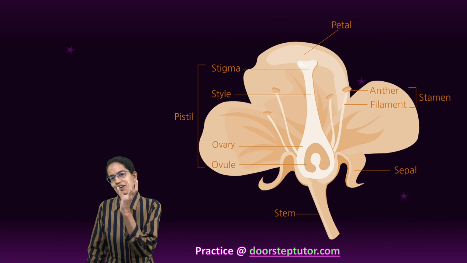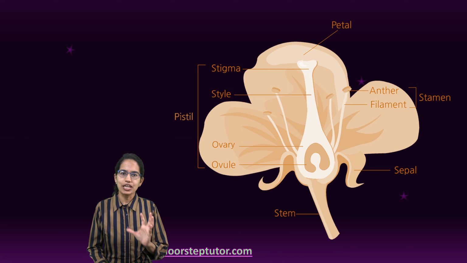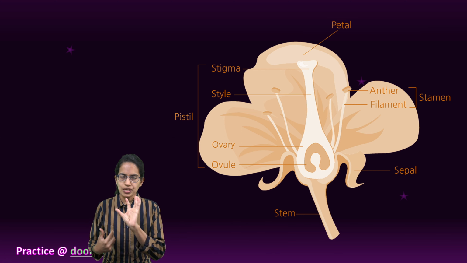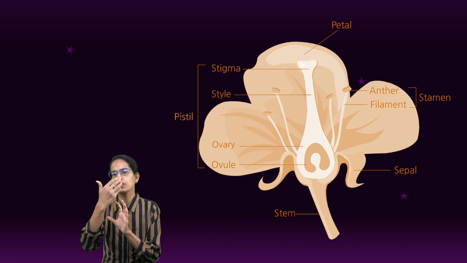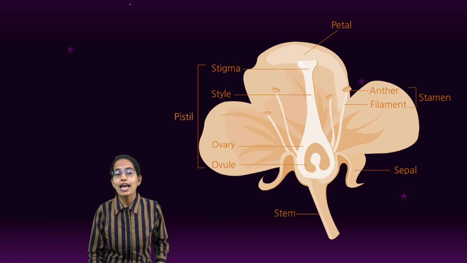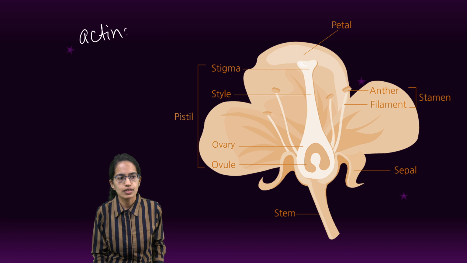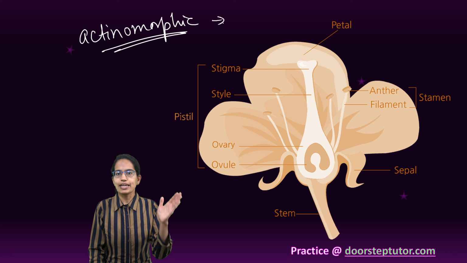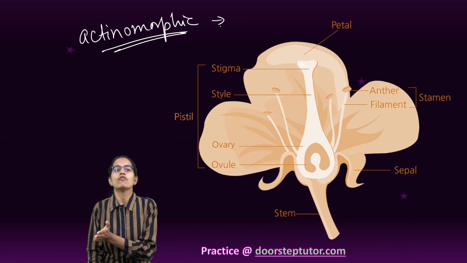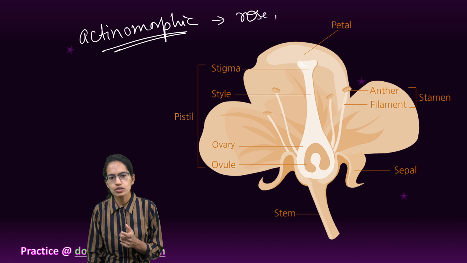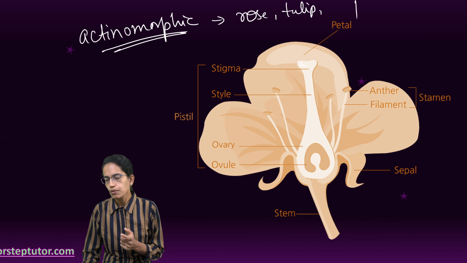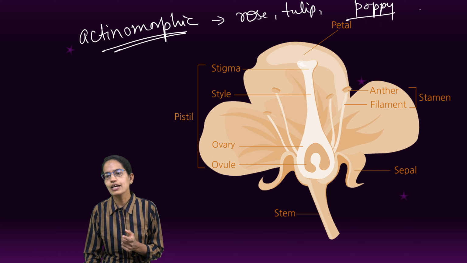Now, if there is a flower, I can have various ways in which I cut it. If the flower is symmetrical, I can cut it into two halves in any of the ways. This is called an actinomorphic flower. Actinomorphic means it is perfectly symmetrical. I can cut it into two halves from any plane. Good examples would be rose, tulip, poppy. They are also called radial symmetry flowers.